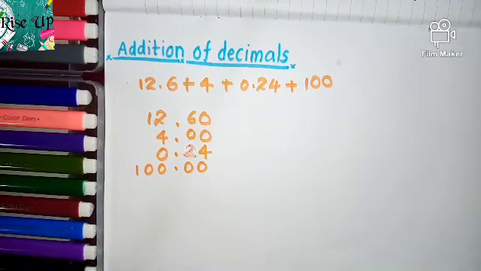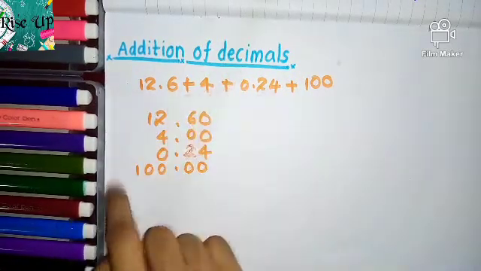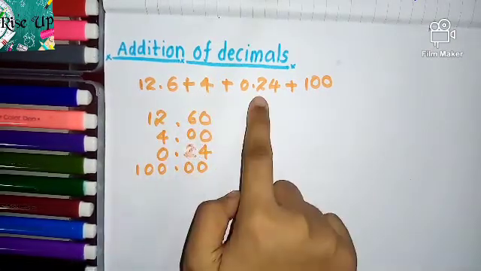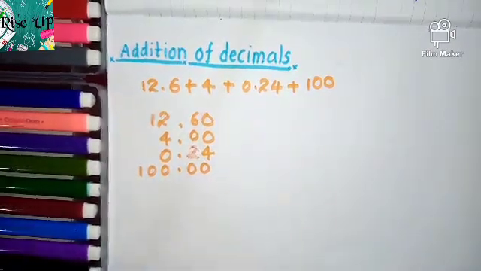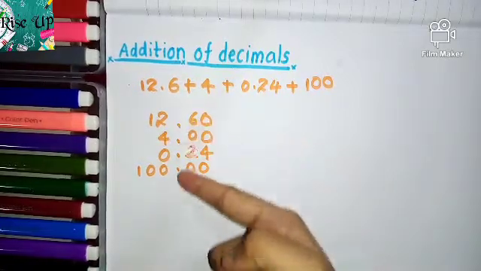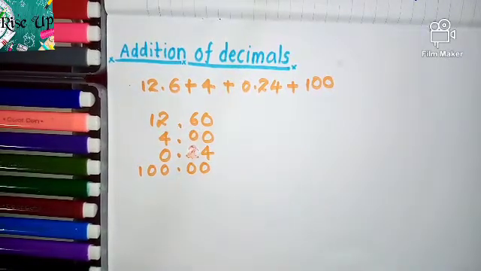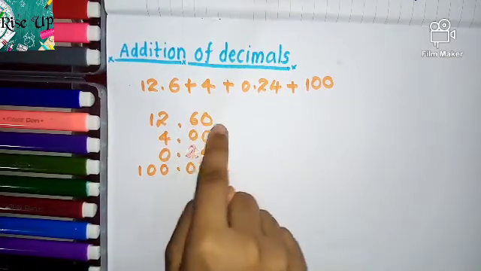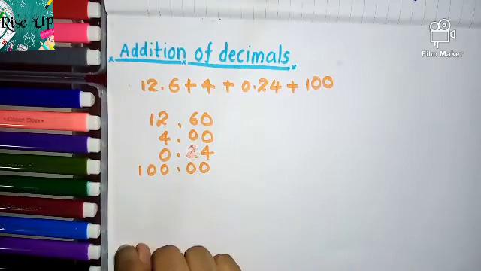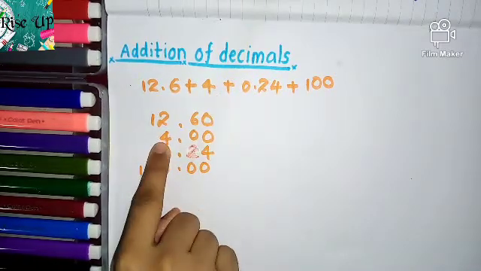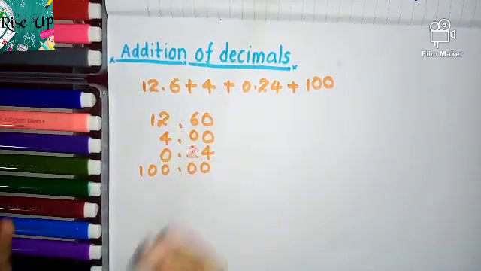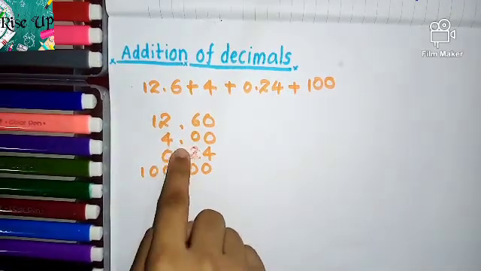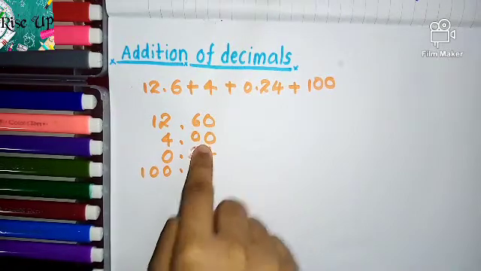Okay, now we are going to see addition of decimals. I have taken a set of numbers: 12.6, 4, 0.24 and 100. So first of all, I arranged these numbers according to the decimal points in a linear way. All the decimals came one under the other. And now first of all 12.60, we have to read it like that. And that 0 came because it has no value there. 4 also is just a single whole number. So the remaining places are 0, and I have placed the decimal points exactly under the same way.